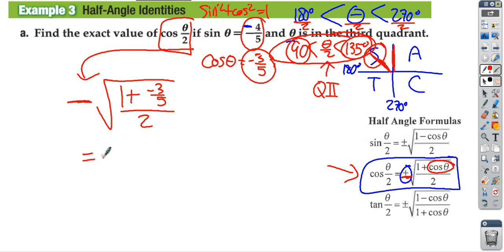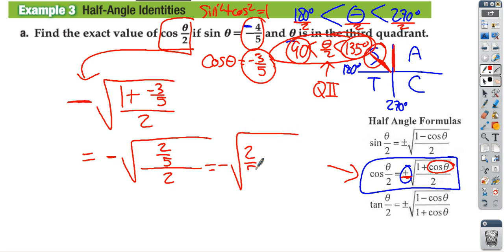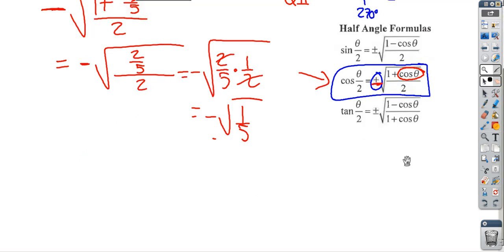So 1 plus -3/5, that's going to equal 2/5, and then we have 2/5 over 2. So dividing by 2 is like multiplying by the reciprocal of 2, which is 1 over 2. Those will cancel, and we're left with negative radical 1/5. And then the only thing we want to do after this is just clean this up a little bit.